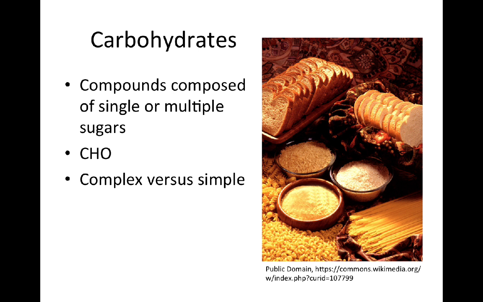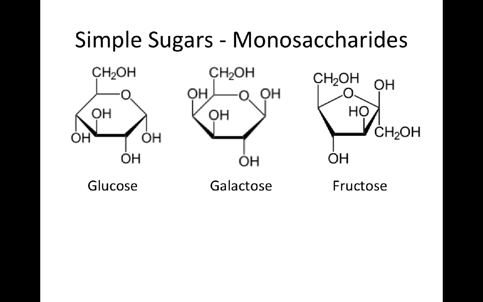Now we're going to look at complex versus simple carbohydrates. Complex carbohydrates are going to be the ones that are bigger, such as your starches and your fibers, whereas the simple carbohydrates are going to be your sugars. Two main types of simple sugars are monosaccharides and disaccharides. The monosaccharides that are important for nutrition include glucose, galactose, and fructose.